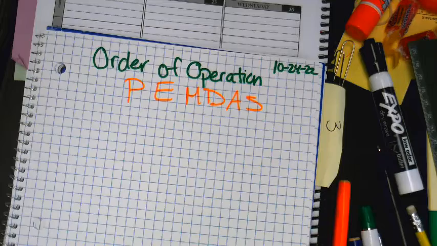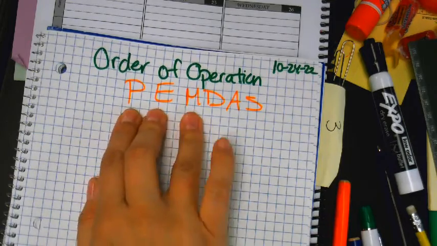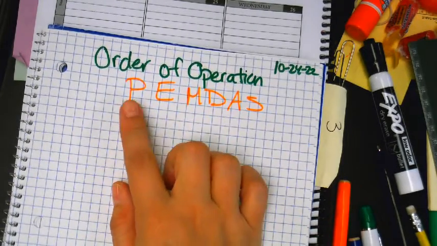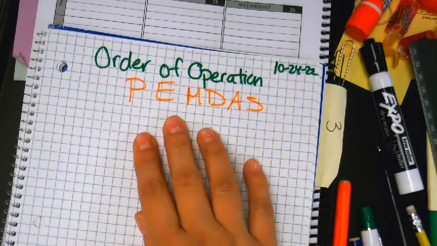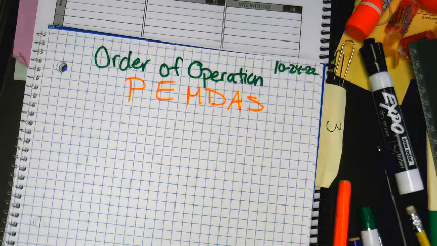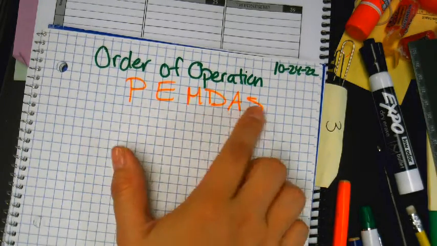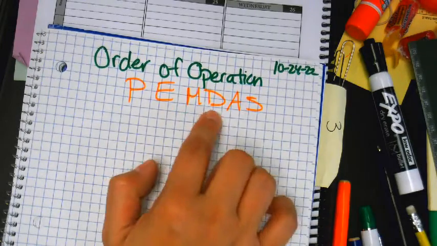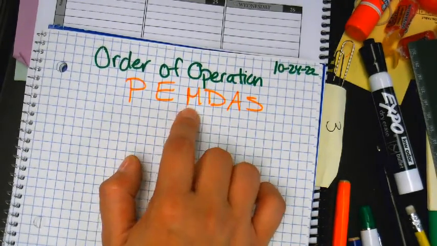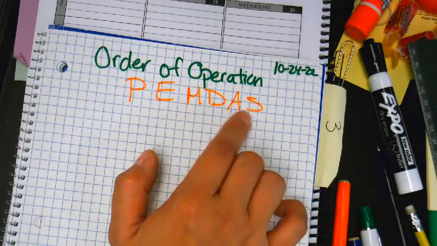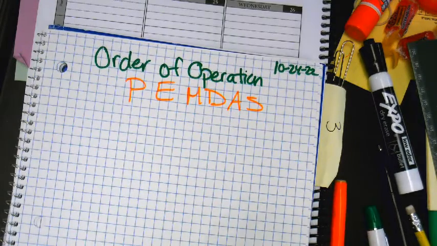So PEMDAS is, please excuse my dear Aunt Sally, that's how I learned it. Parentheses, exponents, multiplication, division, addition, and subtraction. I like it. That's the way I learned it. But a lot of times kids get confused as to what comes first. Like, does multiplication always come first because the M is here? No, this is from left to right. This is from left to right. So kids kind of forget that.